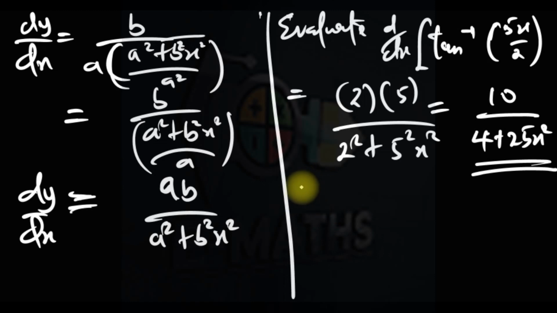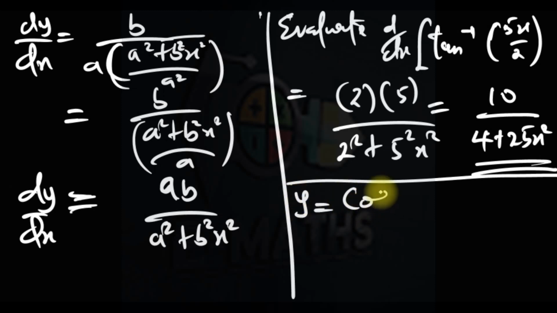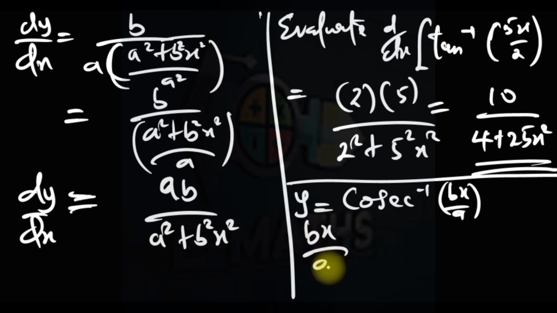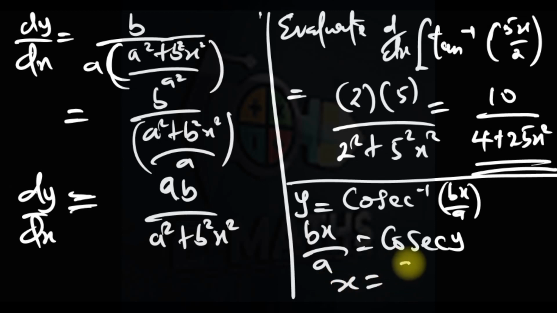So the next one is y equal to arccosec of bx over a. So the same way, if I move arccosec to the other side, it is now cosec. So I have bx over a equal to cosec y. And if I make x the subject of the formula, it is now a over b cosec y.